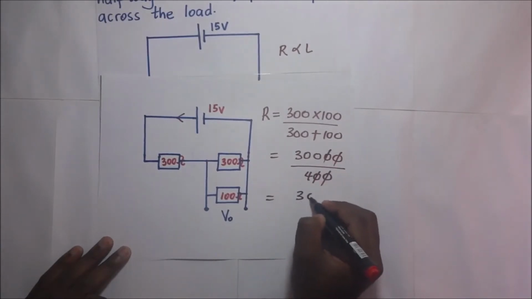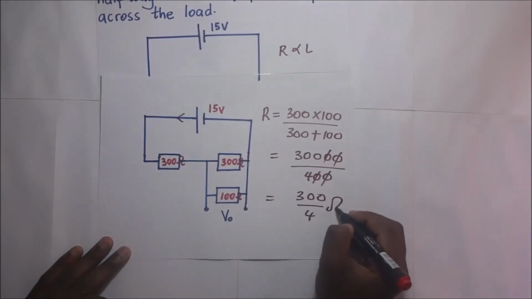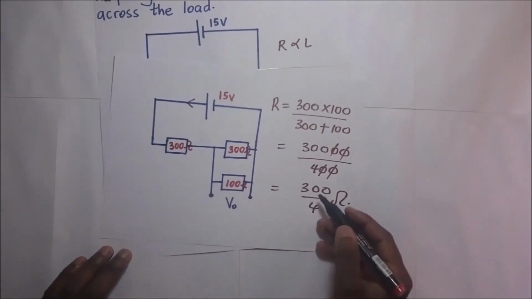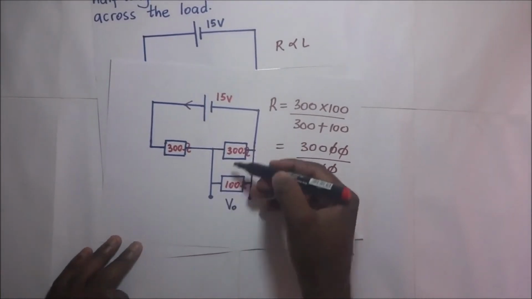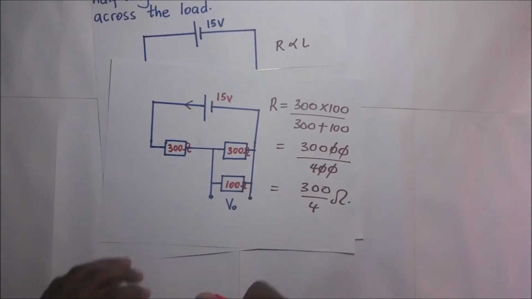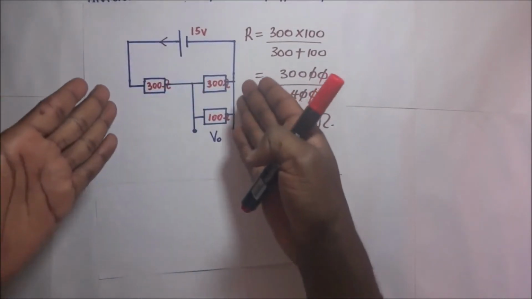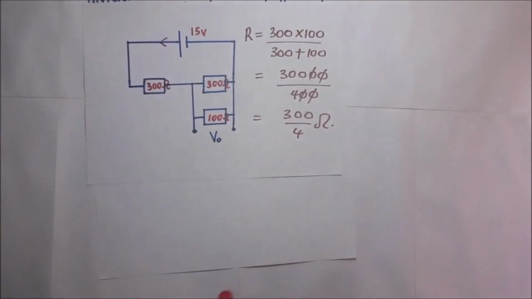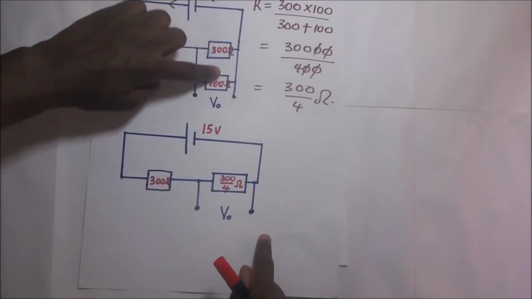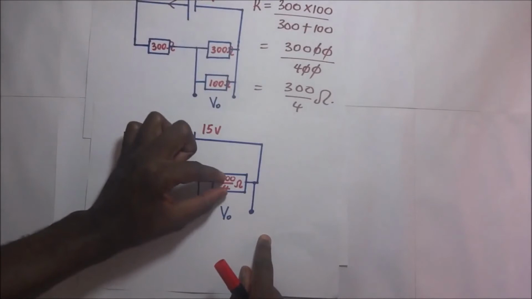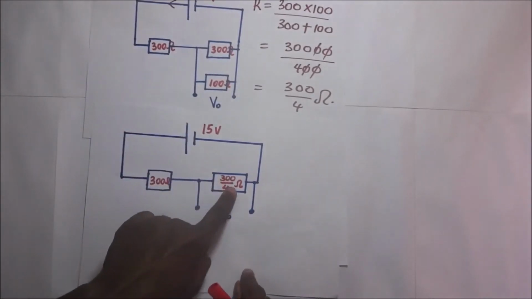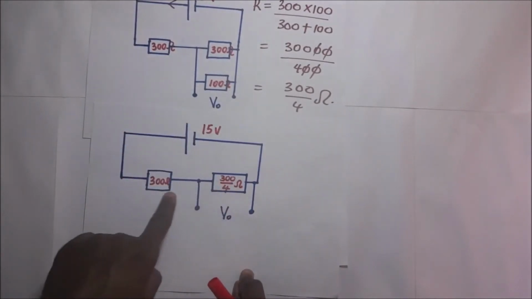So we have 300 over 4 ohms, and this is the effective resistance across that combination. Meaning that since we have the effective resistance across that combination, we remodel our diagram, and it looks like this now. This parallel combination has been fused into one big resistor, which is 300 over 4. And so this now is in series with that one.